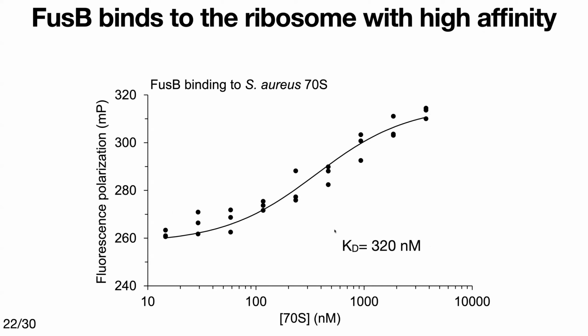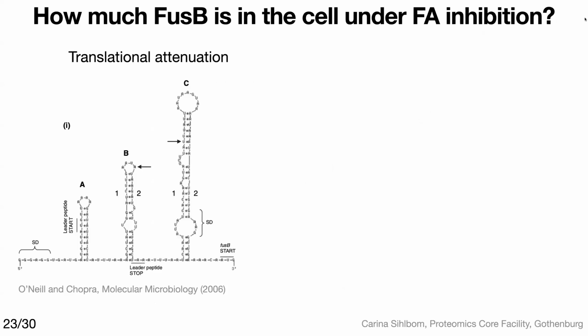But knowing the constant of dissociation doesn't really tell us much if we don't know how much FusB is in the cell when it's inhibited by fusidic acid. So we wanted to try to answer this question: in this clinical strain that has FusB, how much does it produce when fusidic acid is there?